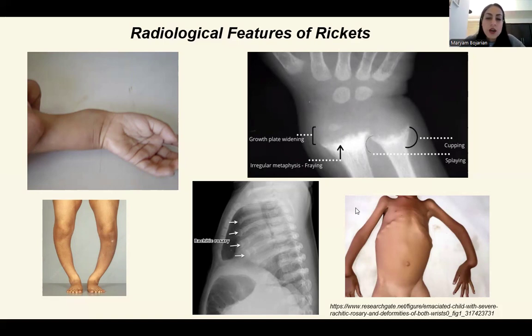And for chest findings, as you can see here, we have a rachitic rosary on X-ray, which is characterized by bead-like swellings at the junction of the ribs and cartilage in the chest. It is caused by severe deficiency of vitamin D and calcium, which leads to impaired bone mineralization and results in the overgrowth of cartilage at the costochondral junctions.